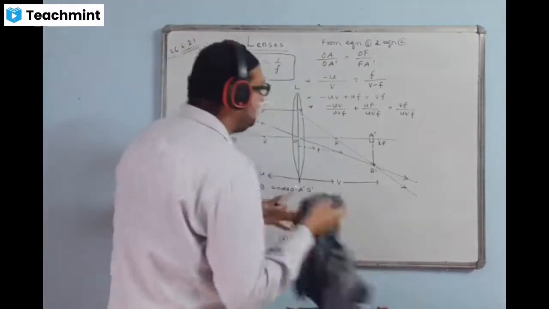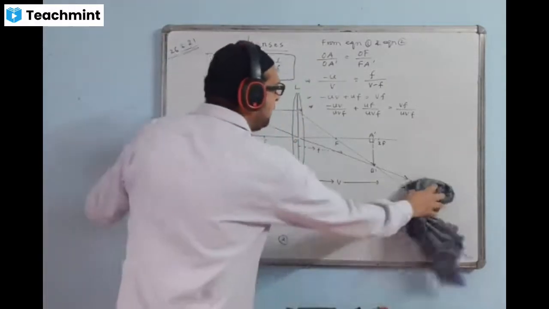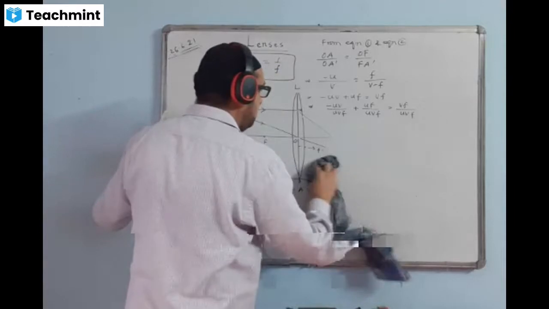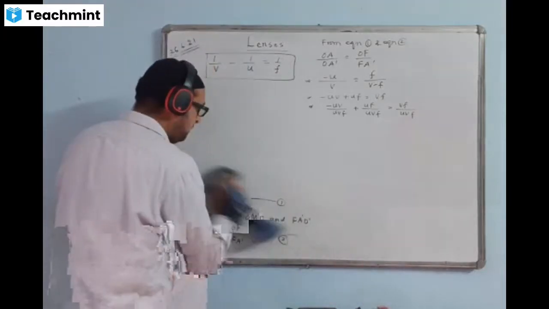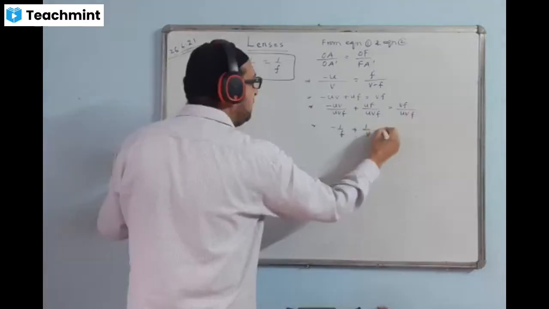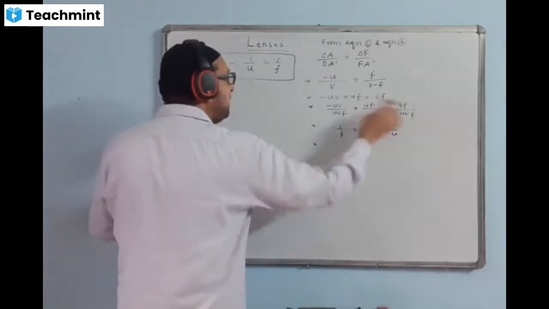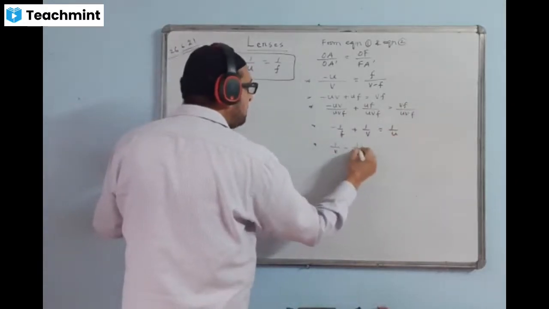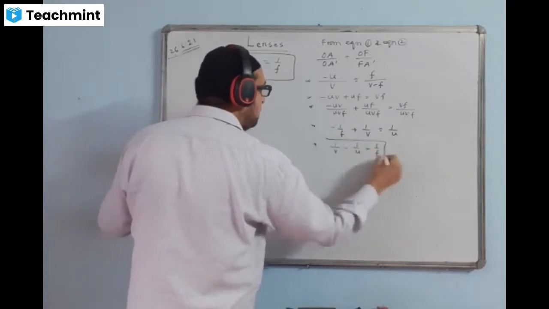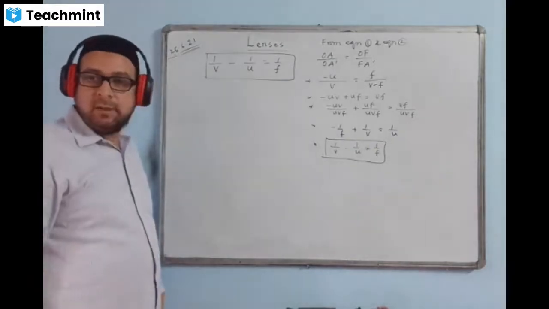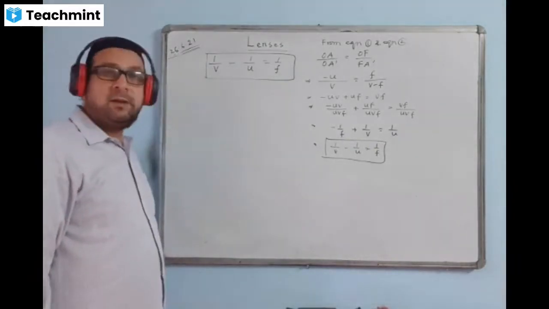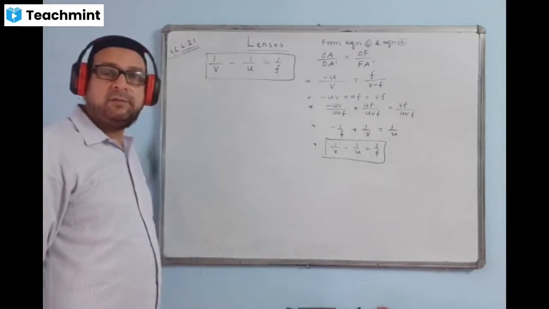Once we divide, now I rub the diagram because the diagram work is done. Here UF, VF will go, you get 1 by U. 1 by U, bring this side, 1 by F, send that side. You get 1 by V minus 1 by U equal to 1 by F. So this becomes a formula. This is how the lens equation, 1 by V minus 1 by U equal to 1 by F, is derived.